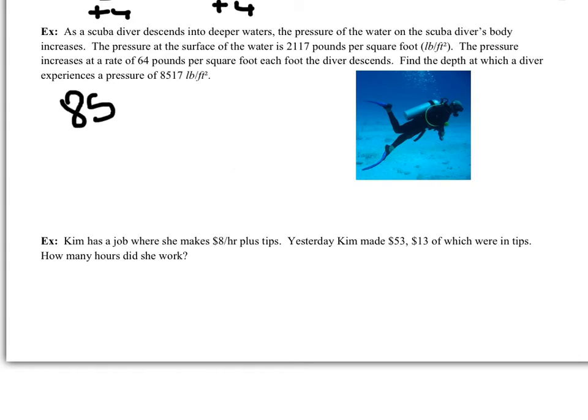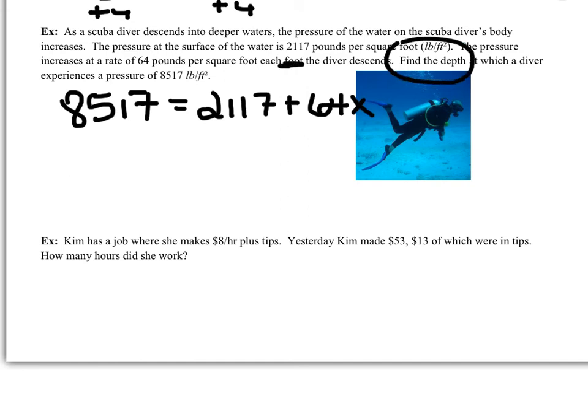So the 8,517 is the total pressure on his body, and that's coming from the original 2117, but then he got added to that 64 pounds per foot. The thing that we don't know is the number of feet, and that's usually a good way. What it's asking you to find is usually what we're going to let our variable equal. So over here I could say that x equals the number of feet the diver descends, because that's what I'm trying to find, so it makes sense. When I don't know something, I use a variable.